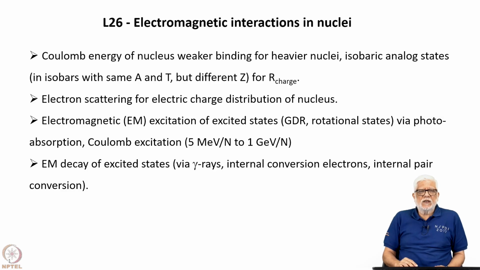Then we also look at electromagnetic decay of excited states. Once you have excited a state, you can look for the photon decay, as we saw in the last lecture in the case of beryllium-8. You can look for gamma rays, but there are also other ways in which that excited nucleus can decay, namely through internal conversions. So, you can have an internal conversion electron, or an internal pair conversion, or even 2 photon decays and so on.